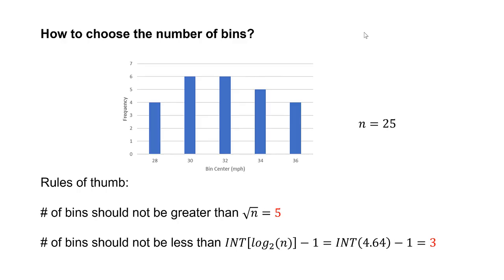If we did this, we would get the square root of n is 5, so we shouldn't exceed 5, and then if we plug this into the bottom equation, we get about 3. So anywhere between 3 and 5 for this particular example, where n equals 25. For a fewer number of observations, like 25-ish, I tend to err on the side of greater. So I used 5 bins here, and that's what we're going to use when we create a histogram in Excel.